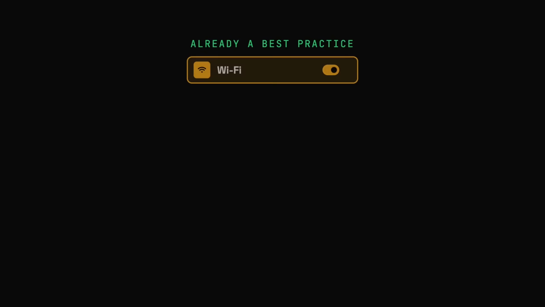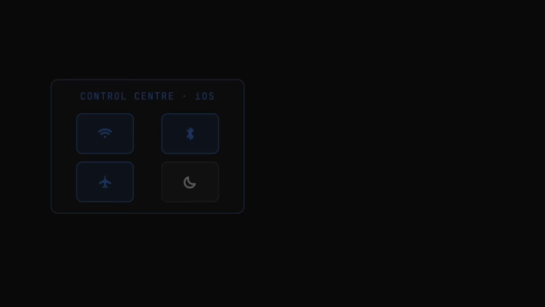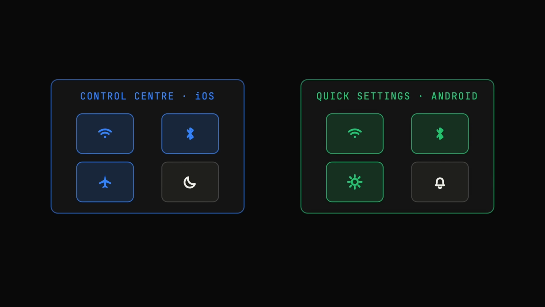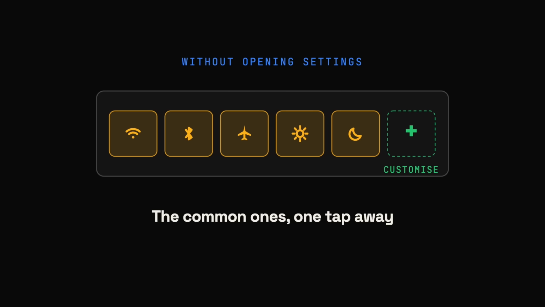Some aspects of the best practices when it comes to settings are already implemented. We have to place things in more than one area to have accessible settings. We can see that in Control Center in iOS, for example, Quick Settings on Android. On these panels, we can see accessible settings without going to the settings screen, things that are usually common. These panels are also customizable.